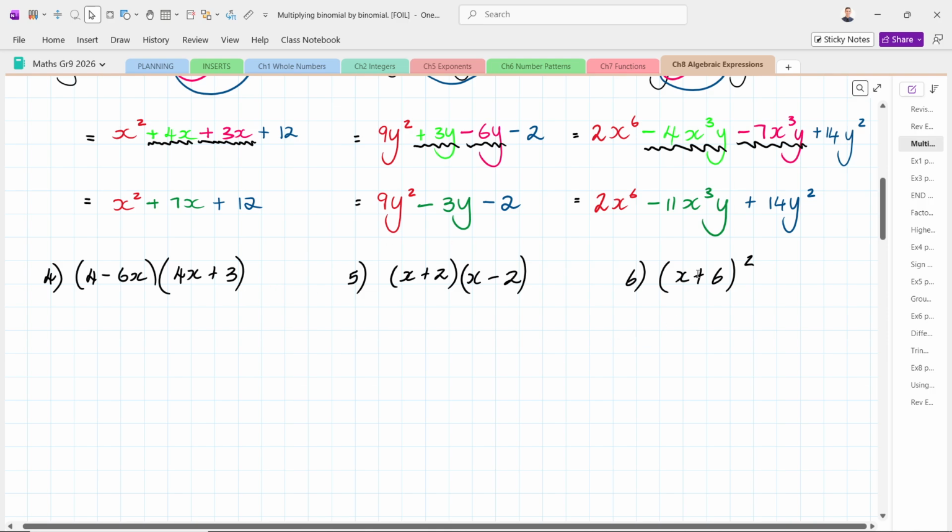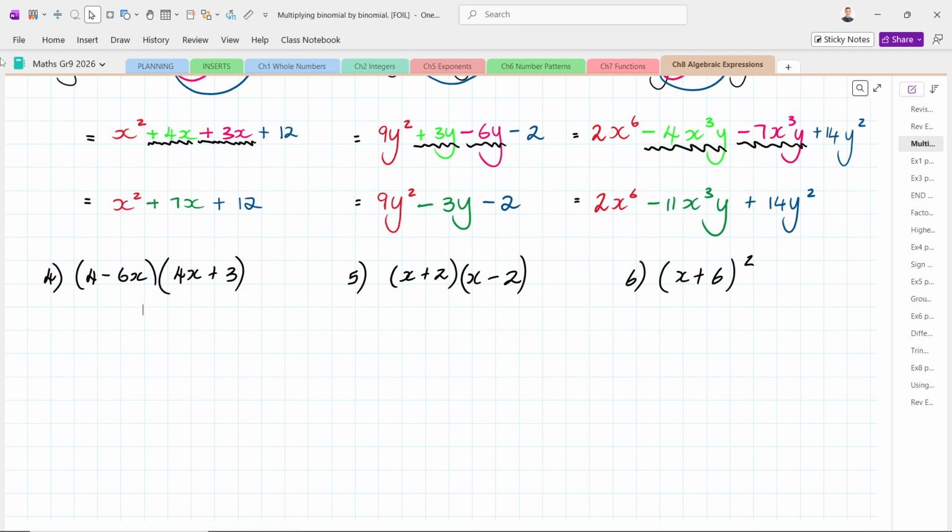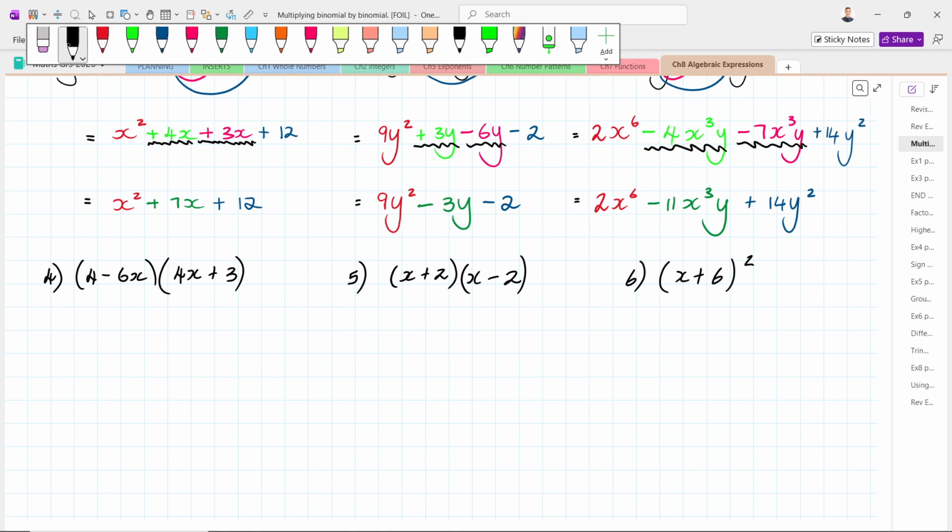Now, these ones are a bit different. These ones, there is something specific you need to notice. And this one, you should notice that now x is second in this bracket. Doesn't mean it's wrong, there's nothing wrong with it. It's just that now your like terms are not going to be nice and neat in the middle. Okay, but we still follow our same rules.